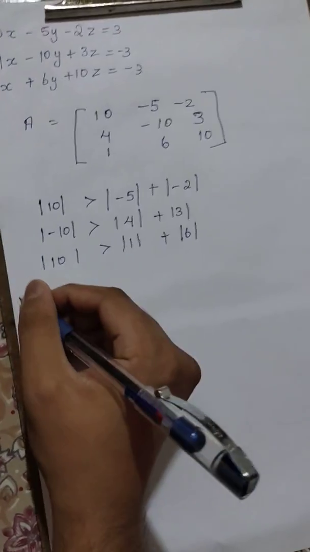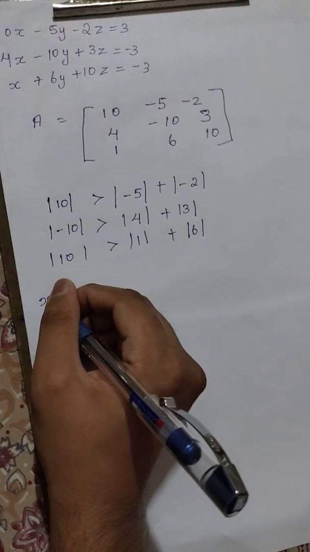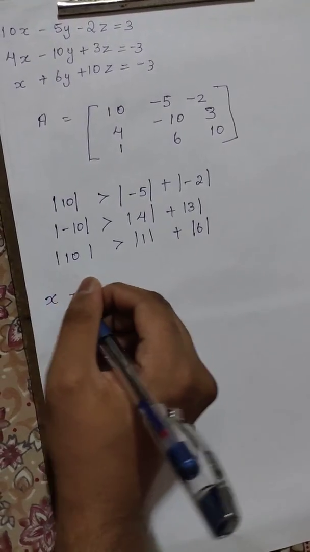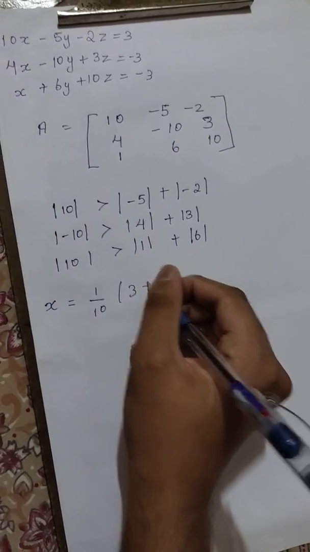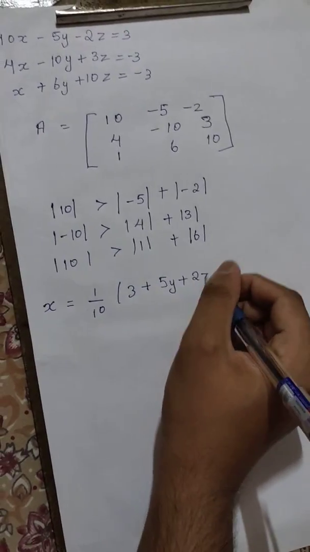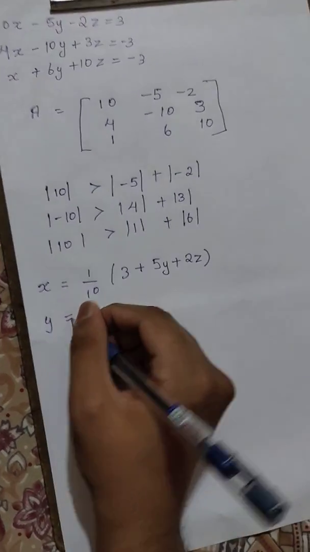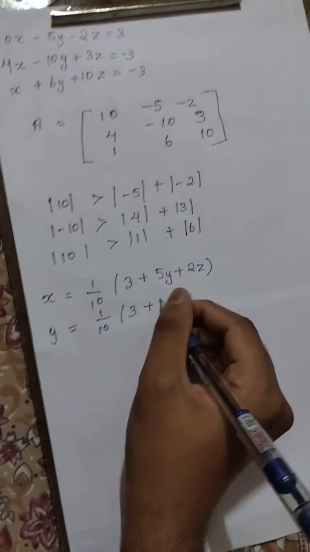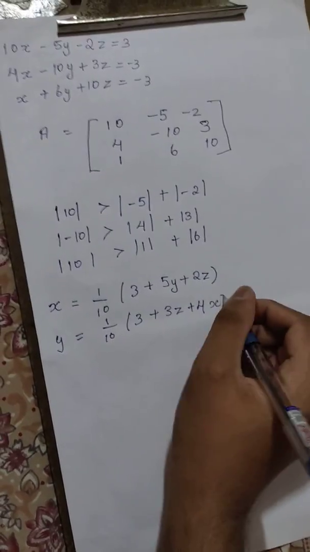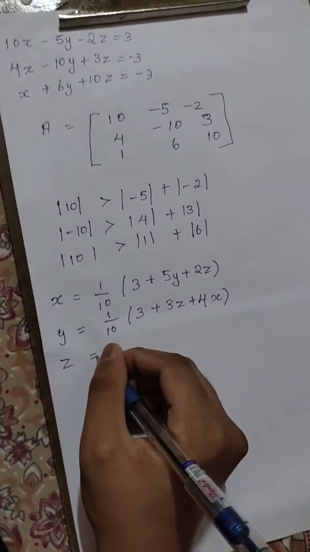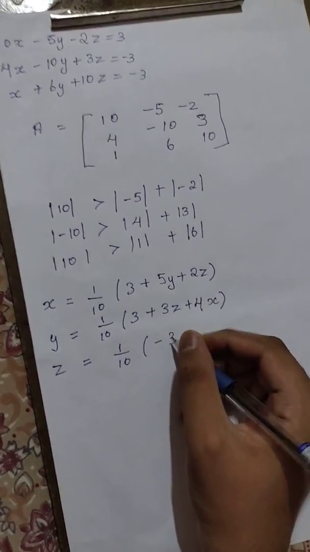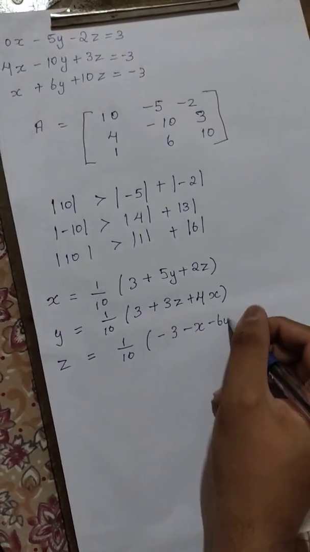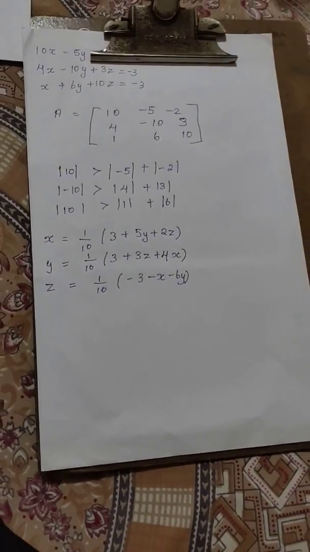So the next thing is we must separate the equations for x, y and z from the three given equations. So x is equal to 1 by 10 of (3 plus 5y plus 2z) from the first equation, and y is equal to 1 by 10 of (3 plus 3z plus 4x), and z is equal to 1 by 10 of (minus 3 minus x minus 6y). So these are the conditions we have taken.